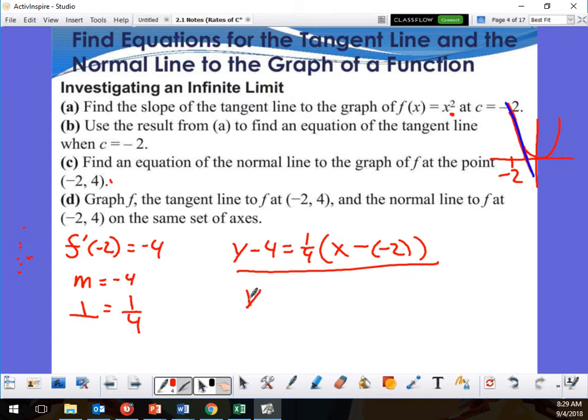So it's going to be y minus 4 equals 1/4 x, and that's going to become plus 1/2. Okay, so I gotta add that 4 to both sides, right? Add the 4, so it's gonna be y equals 1/4 x. So if I'm adding 4, it's plus 1/2 and plus 8/2.